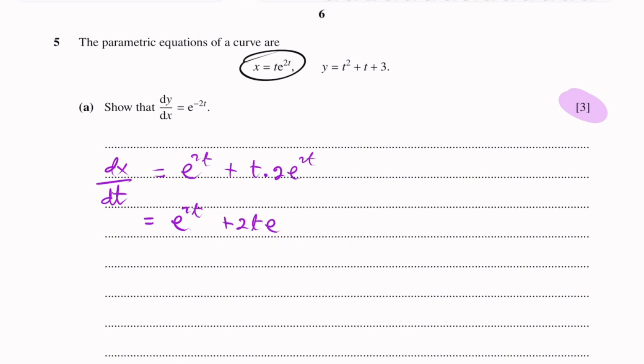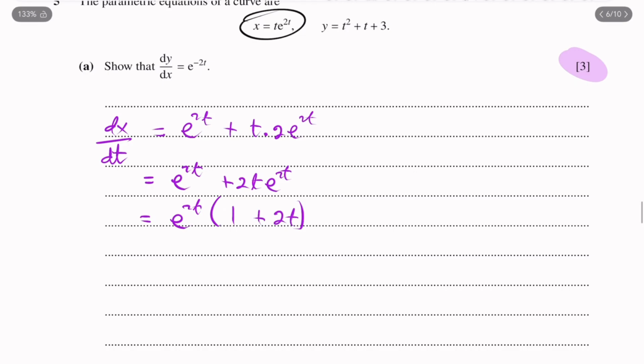Sometimes you can easily see that maybe we can factor e to the power. Yeah, let me factor something out, because what if it will cancel with something, right? If it doesn't cancel, we can always expand it. And now we have our y to be t squared plus t plus 3.